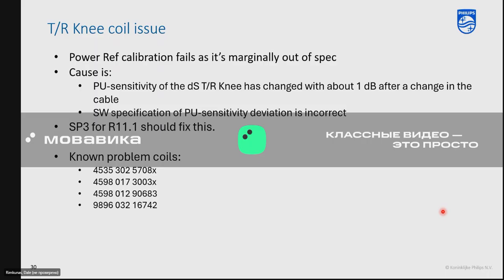We've had the calibration spec failing where it's off by just a little bit, and again, this is a software issue where things just aren't lining up correctly. Service Pack 3 for R11 should fix this. These are the 12 NCs of the coil that are affected by this. If you have a very slight issue with your power calibration on the TR-knee, it's most likely this software issue, so do not replace the coil.